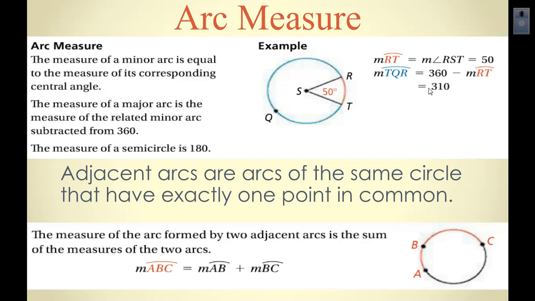Adjacent arcs are arcs of the same circle that have exactly one point in common. For example, the arcs here, we have arc ABC, this arc A and B, and then we have arc B and C, and they both share the common endpoint B. So the measure of an arc formed by 2 adjacent arcs is the sum of the 2 arcs. So the measure of arc ABC is the measure of arc AB plus the measure of arc BC, and that gives us our entire arc of ABC.